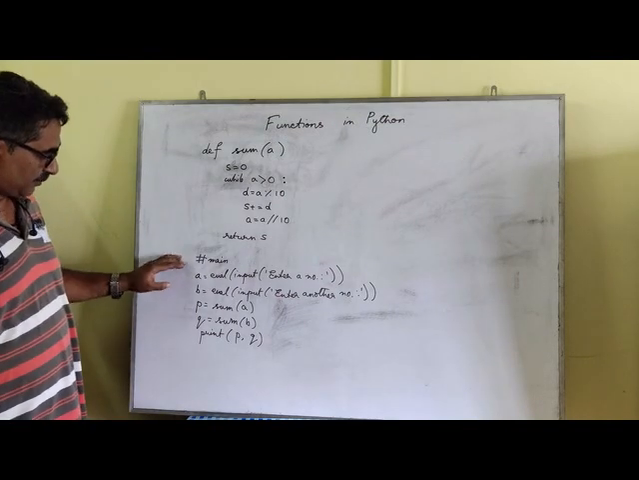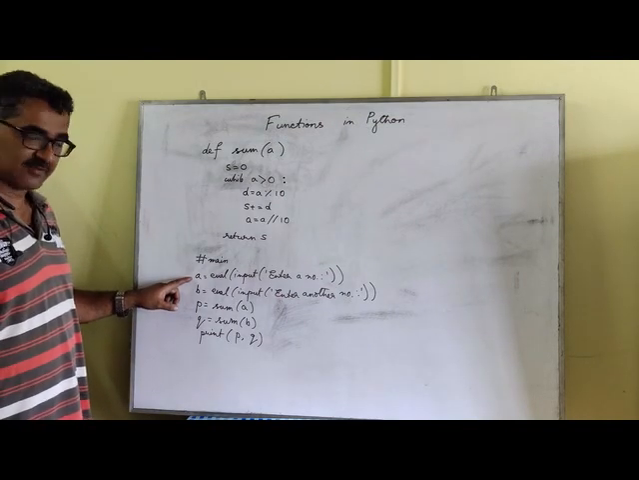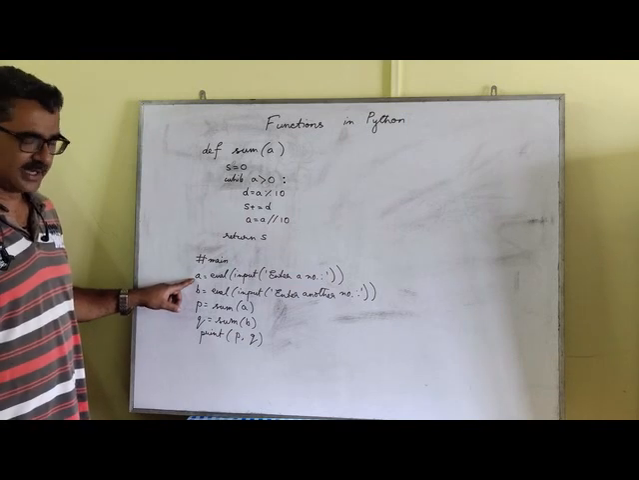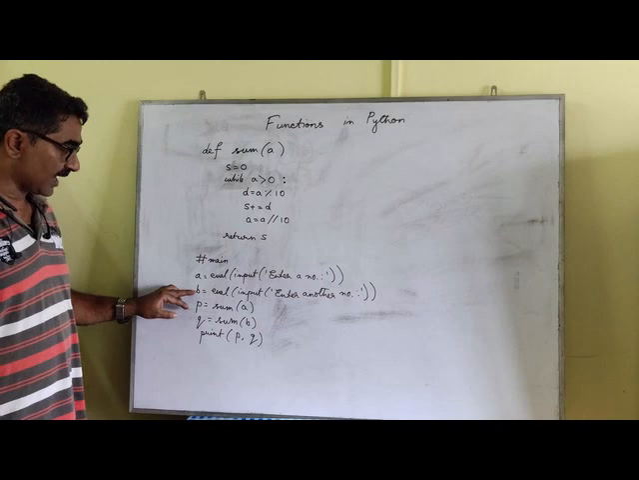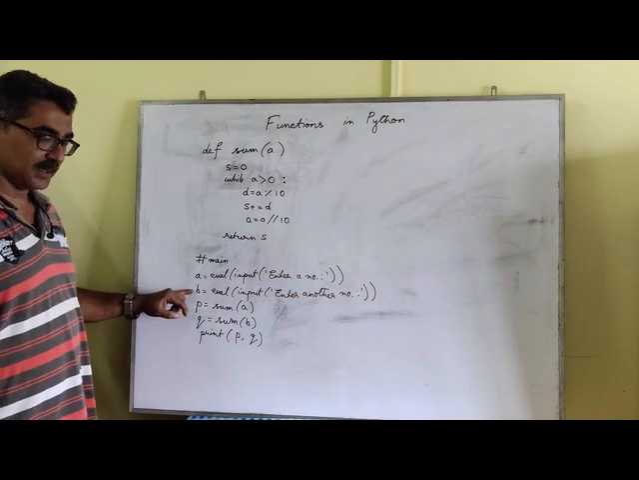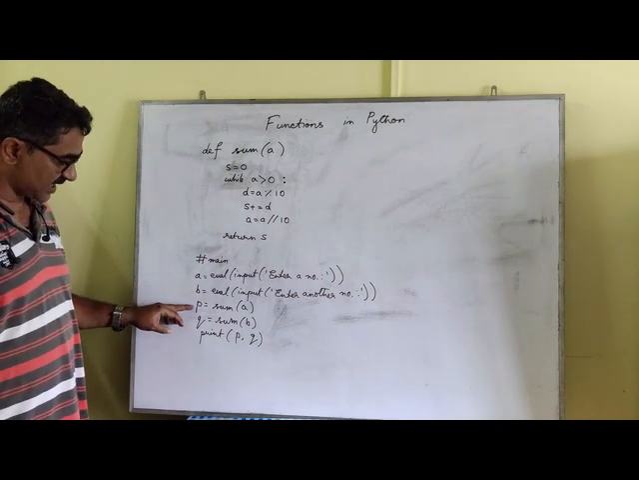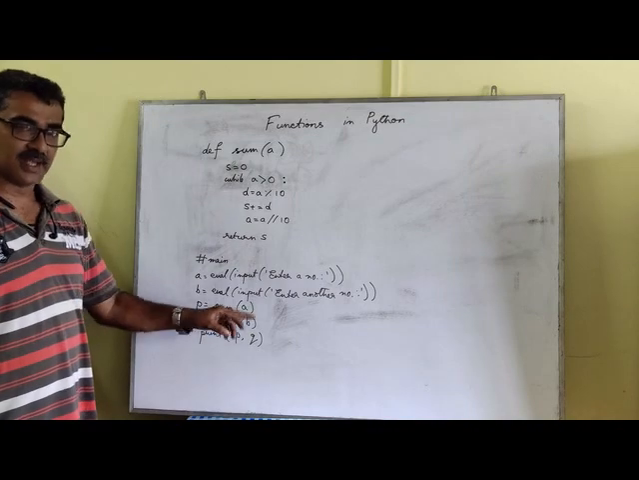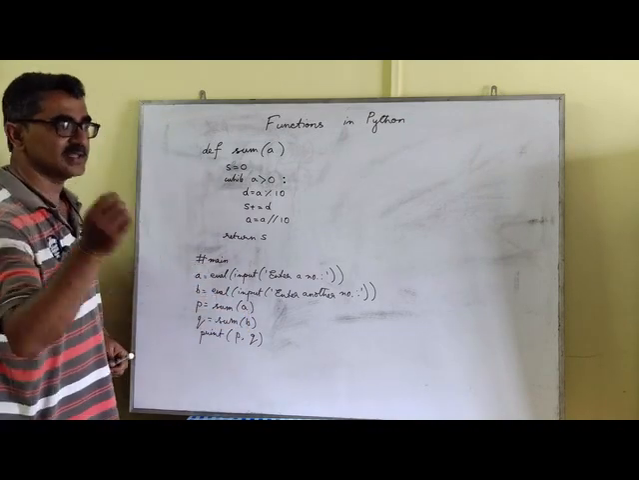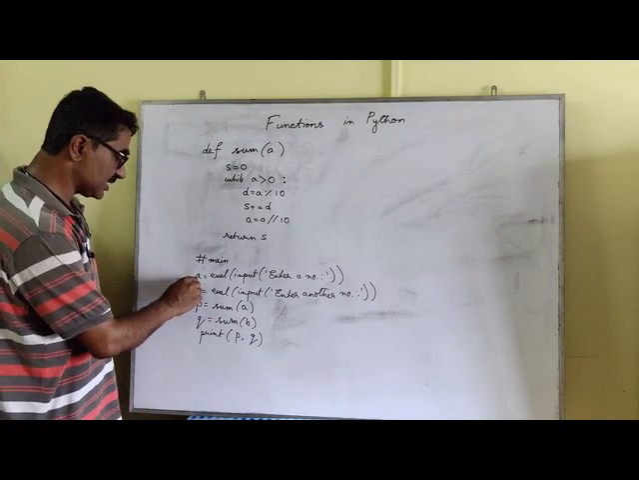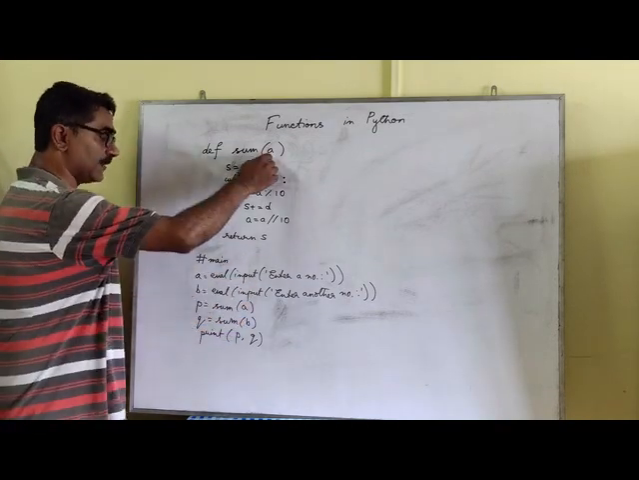Now look at the main part. Out here I am accepting a value from the user inside the variable a using the input function, and then I am also accepting another number into variable b. Now look at the third statement over here. P equal to sum a. What am I doing? I am passing the value a, that means the value which is entered by the user, which is stored in variable a, to this particular a.